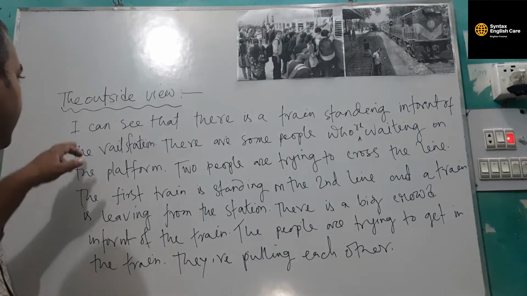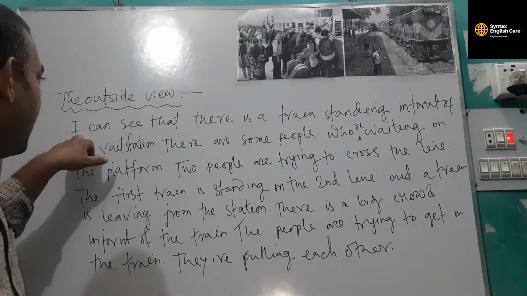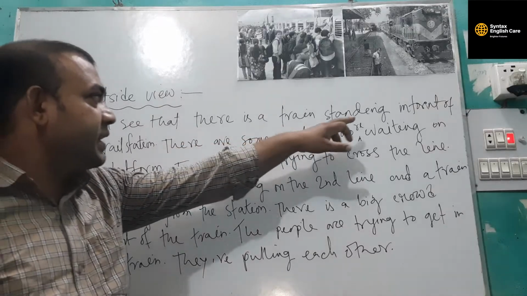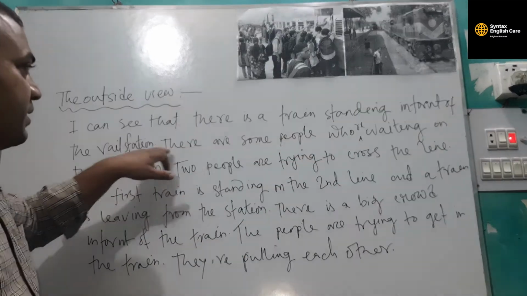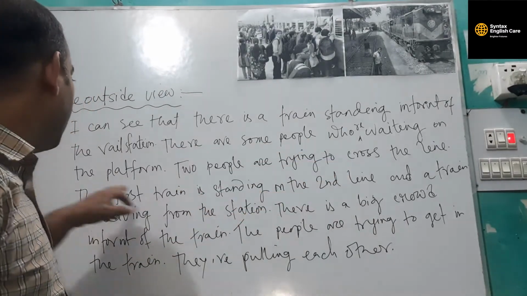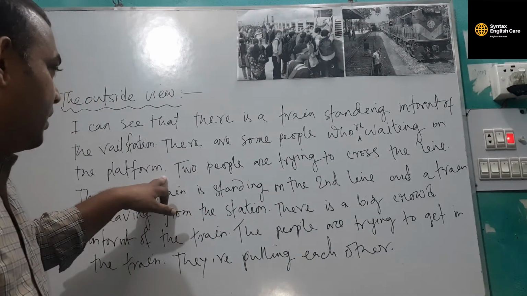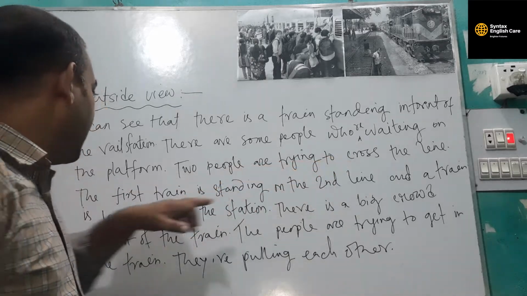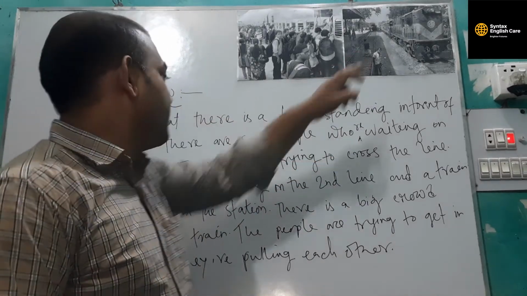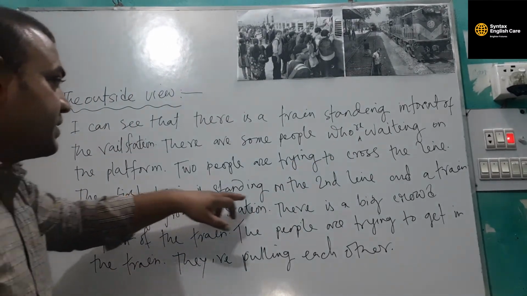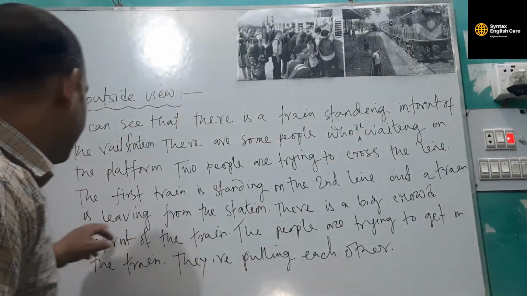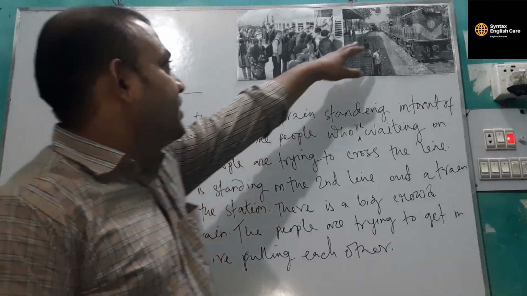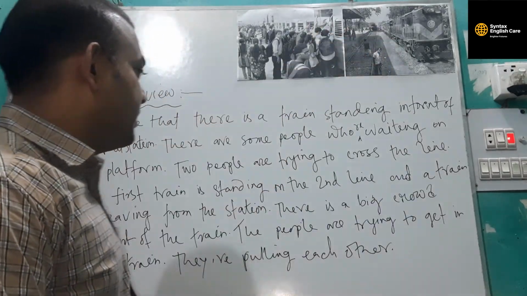Okay, here I've written: I can see that there is a train standing in front of the rail station. There are some people who are waiting on the platform. Two people are trying to cross the line. The first train is standing on the second line. And there is a train that's leaving from the station.